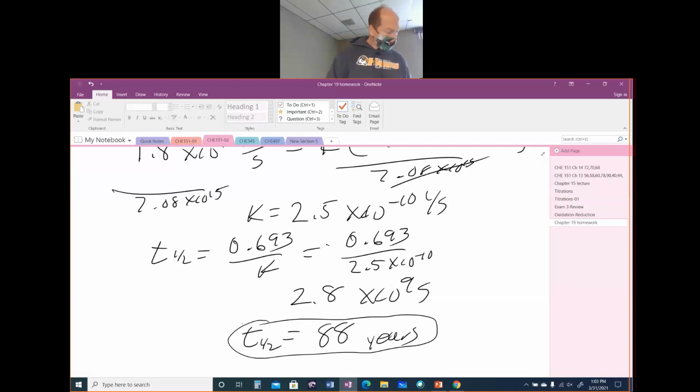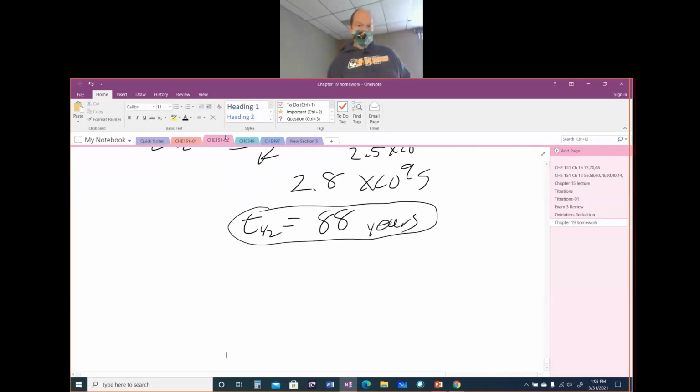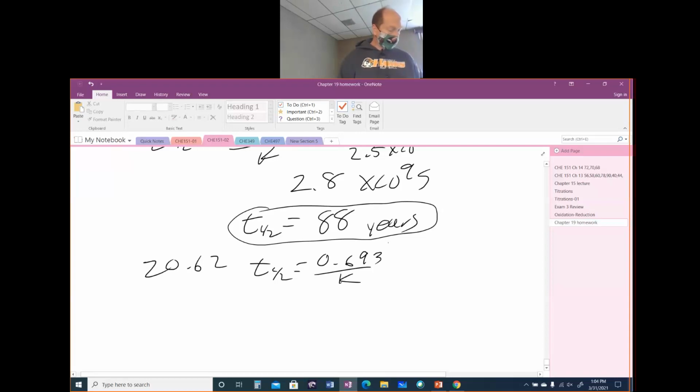All right, so now 20.62. You're going to do the same thing. T one-half is 0.693 over K. The K is given, so you simply take 0.693 divided by the K that's given, which is 1.03 times 10 to the minus 14, 1 over seconds. So you get a giant number of seconds, which is 6.7 times 10 to the 13.